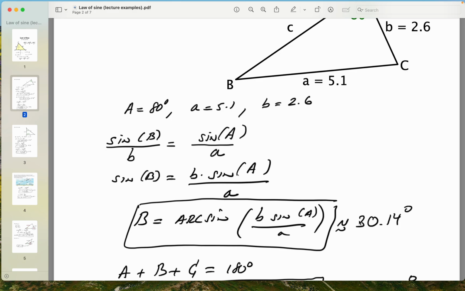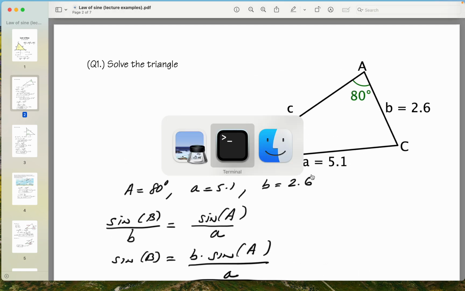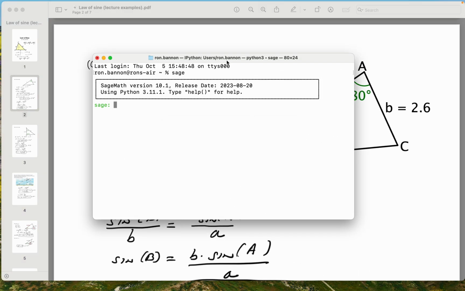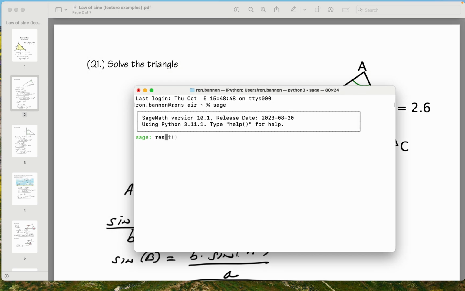So I'm using Sage. I'll go to Sage, and I'm running Sage right now. The first thing I'm going to do is just reset, and I always like to start a problem by resetting it. Next, I'm going to define a bunch of variables over here: a, b, c, uppercase A, uppercase B, uppercase C. And they're variables. Now I may assign them values, but they're variables at this point.